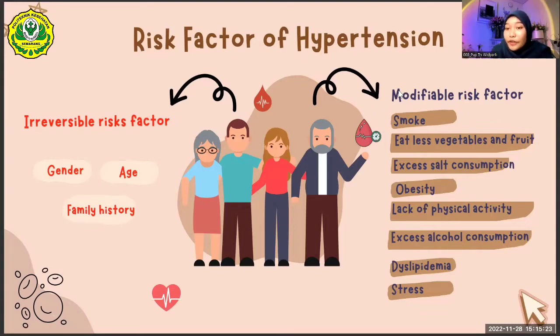And the second risk factor is modifiable risk factor, meaning risk factors that can be changed, such as smoking, and then eating less vegetables and fruit, and then excess salt consumption, obesity, lack of physical activity, excess alcohol consumption, dyslipidemia, and stress.